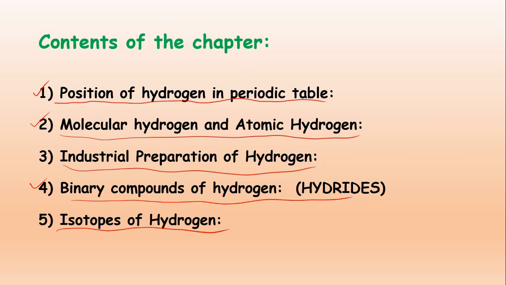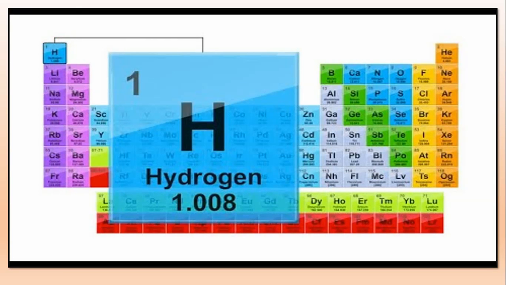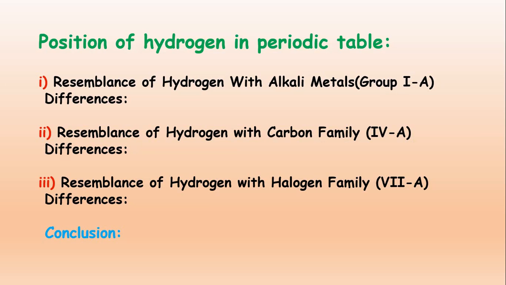First topic is the position of hydrogen in the periodic table. What is the exact position of hydrogen in the periodic table? Look at this, this is the periodic table. We mostly place hydrogen at the top of group 1A, or at this position, or sometimes on this side also. So in today's lecture we will discuss the position of hydrogen in the periodic table.